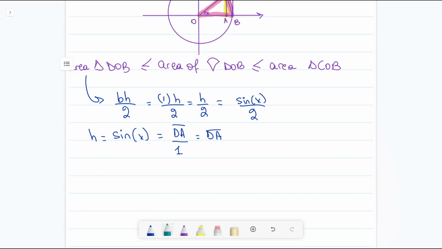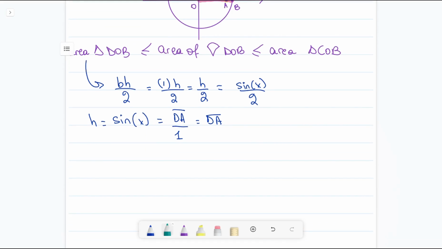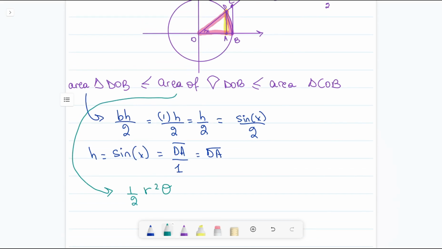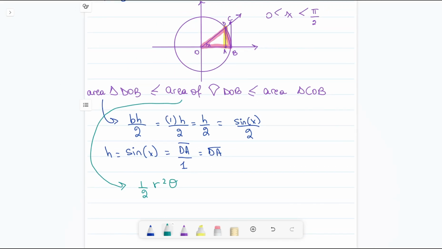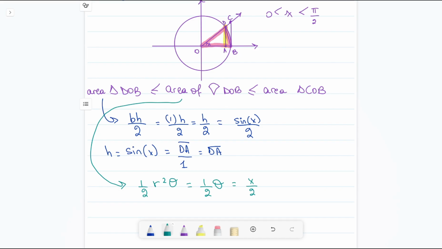Let's use a different color now for the area of the arc DOB. So I will do this down here. The area of an arc, the formula is half r squared theta. R is the radius, and theta is the angle of the sector in radians. So we know that the radius is 1, so we can rewrite this as half of theta. And in our example, we defined theta, the angle, as x, so we can rewrite this as x over 2.